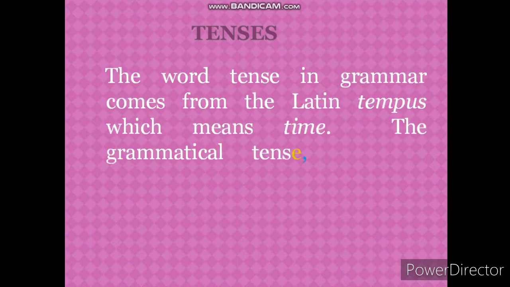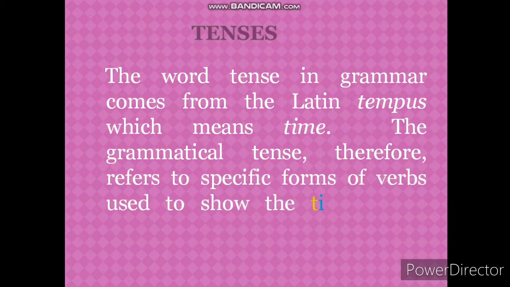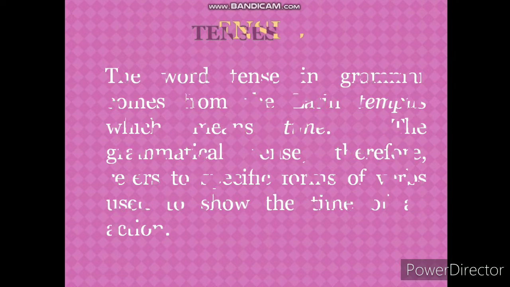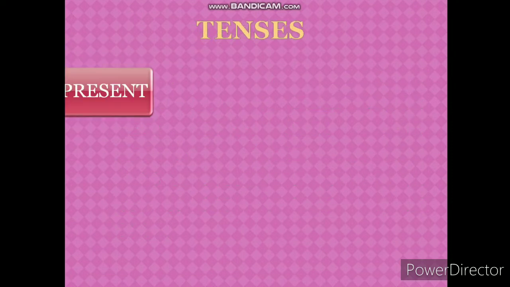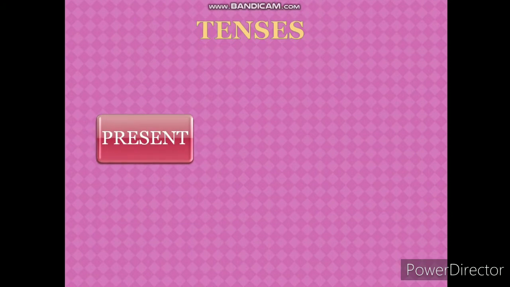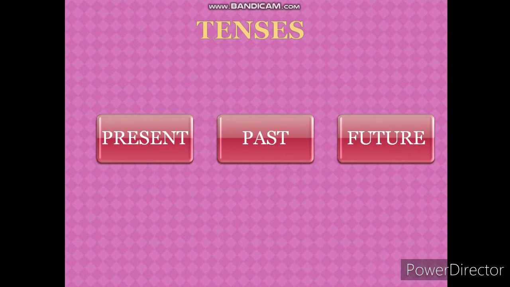The word tense in grammar comes from the Latin tempus, which means time. The grammatical tense therefore refers to specific forms of verbs used to show the time of an action. There are three tenses in grammar relating to the present, past and future.